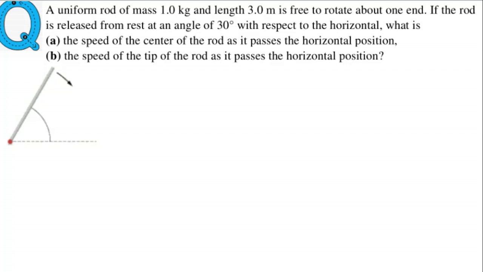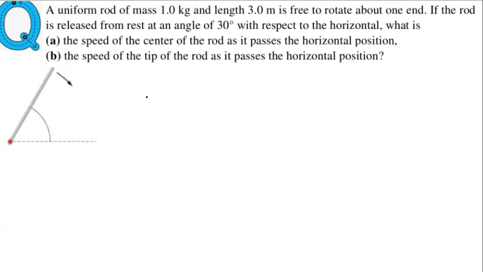A uniform rod of mass 1.0 kilograms and length 3.0 meters is free to rotate about one end. If the rod is released from rest at an angle of 30 degrees with respect to the horizontal, what is A. The speed of the center of the rod as it passes the horizontal position. B. The speed of the tip of the rod as it passes the horizontal position.